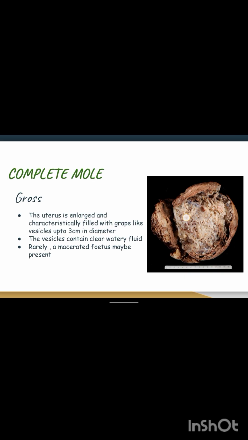Now, first looking onto the complete mole, the gross features are the uterus is enlarged and is filled with grape-like vesicles up to 3 cm in diameter. The vesicles contain clear watery fluid. Rarely, a macerated fetus may also be present. Here we can see the grape-like appearance in the uterus. These vesicles are watery filled. Here we can see the watery filled nature of the vesicles.